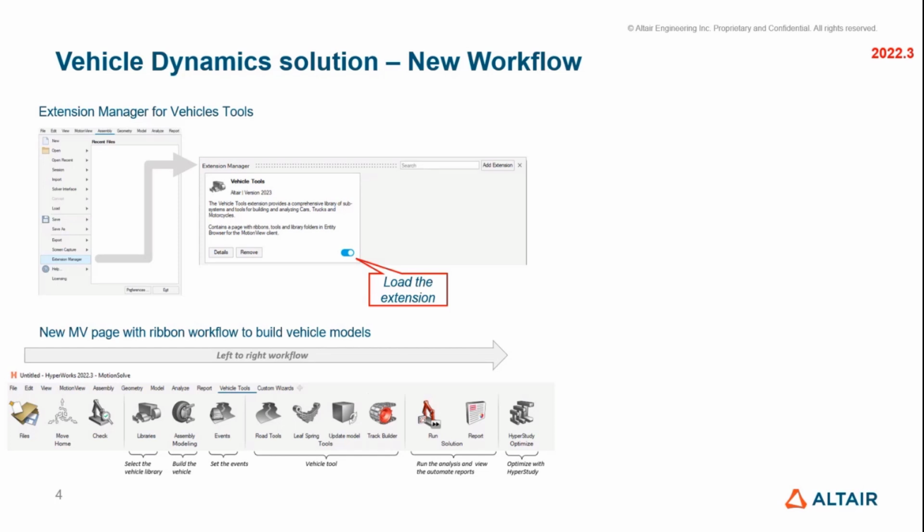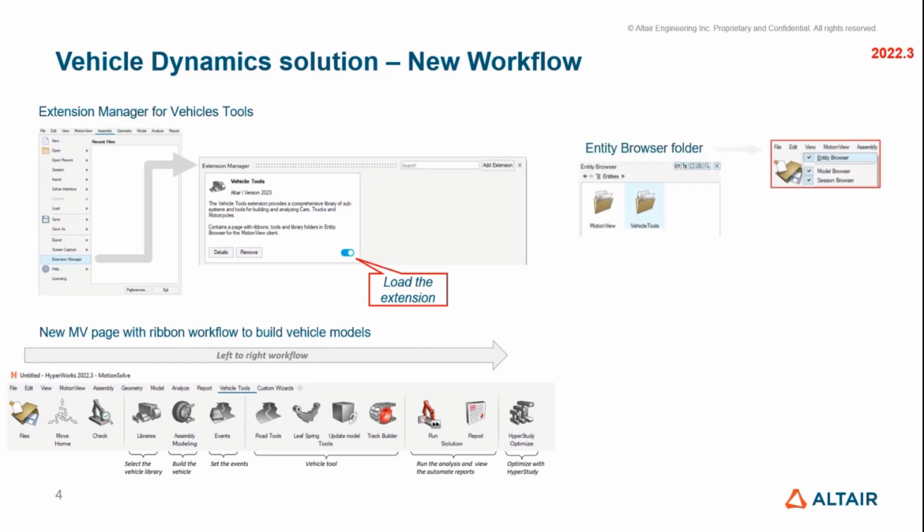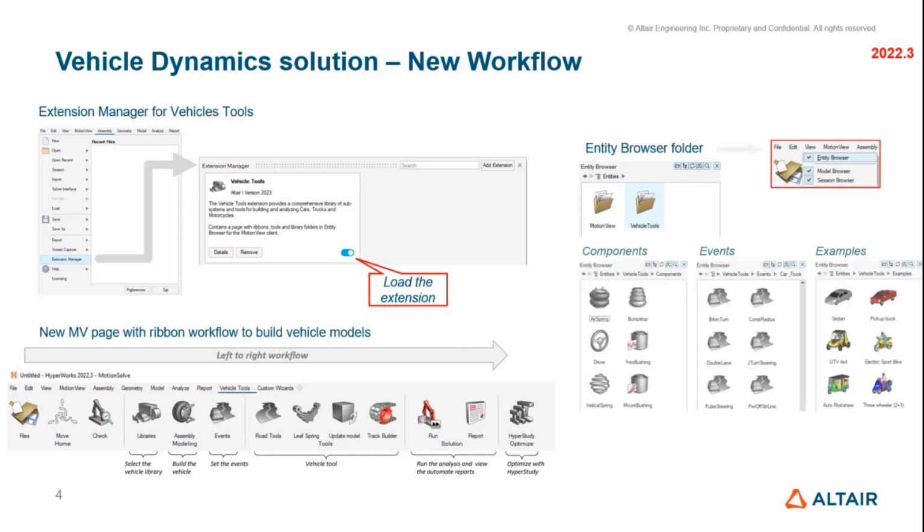Now, when you load the vehicle tools inside Motion View, you get not only this page inside Motion View, but we also get a folder inside the entity browser. To enable the entity browser, you can go to View, Entity Browser, and then you see this vehicle tools folder. Inside this folder, we have three other main folders, which are the components, the events, and the examples. Now I'm going to talk about each one of them.